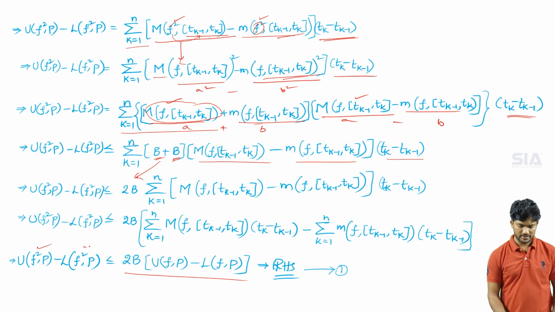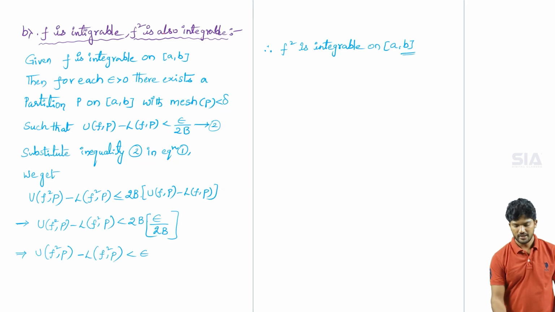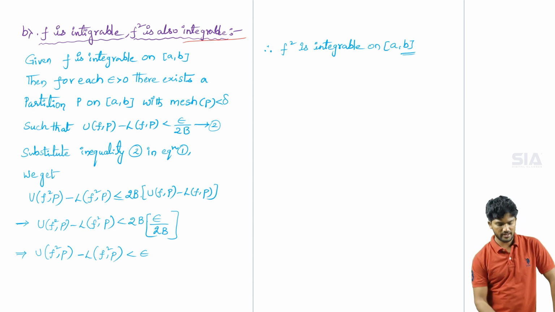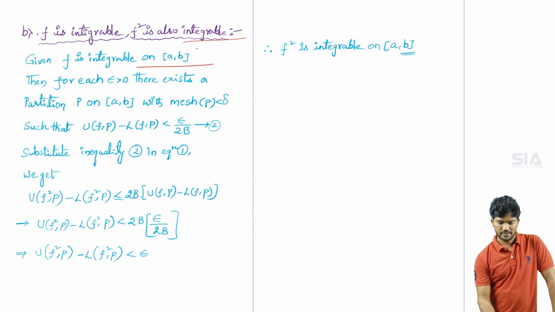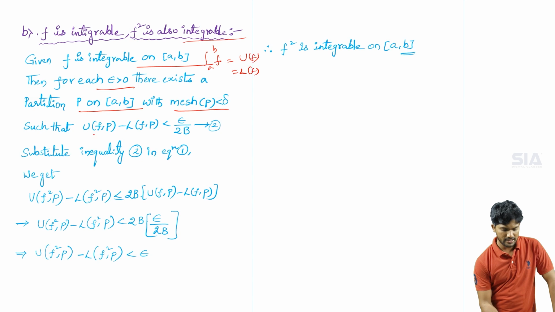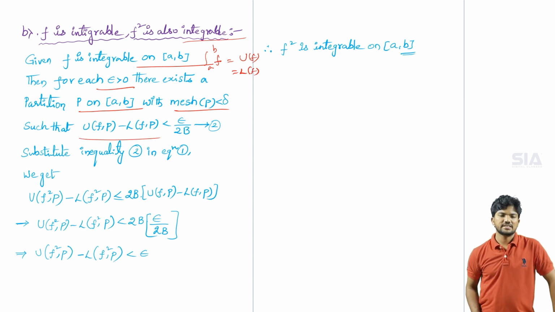ఇక్కడ మీరు అబ్జర్వ్ చేయండి, ఈ ఈక్వేషన్ 1 ని మనం మన కండిషన్ b లో యూజ్ చేస్తాం. Condition b, if f is integrable, f square is also we have to show it is integrable. Given f is integrable on closed interval a comma b, then simply we can write integral a to b f equal to U of f equal to L of f. Then for each epsilon greater than 0, there exists a partition p on closed interval a comma b with mesh p less than delta such that U of f comma p minus L of f comma p less than epsilon by 2 into capital B.